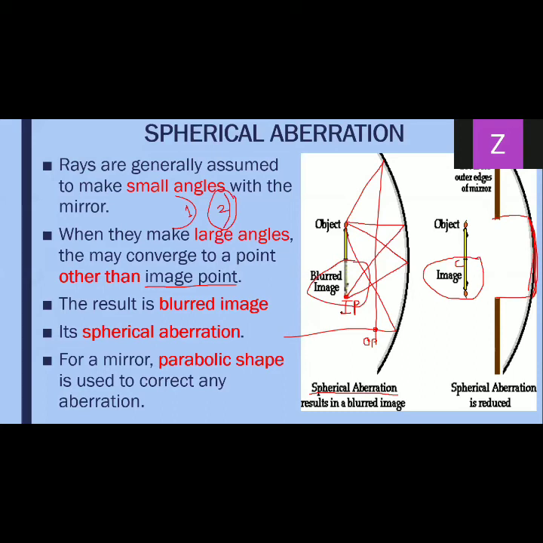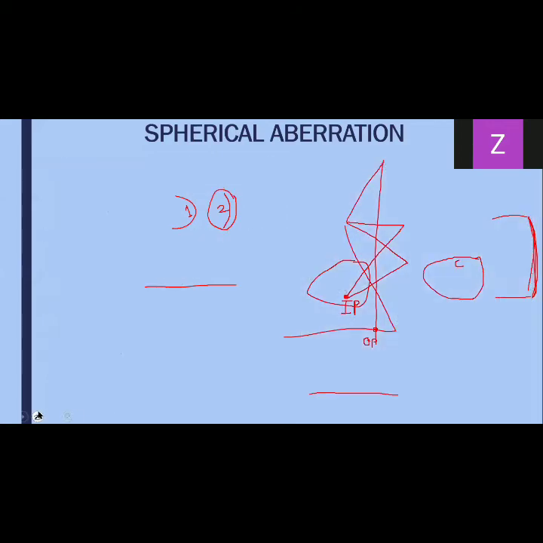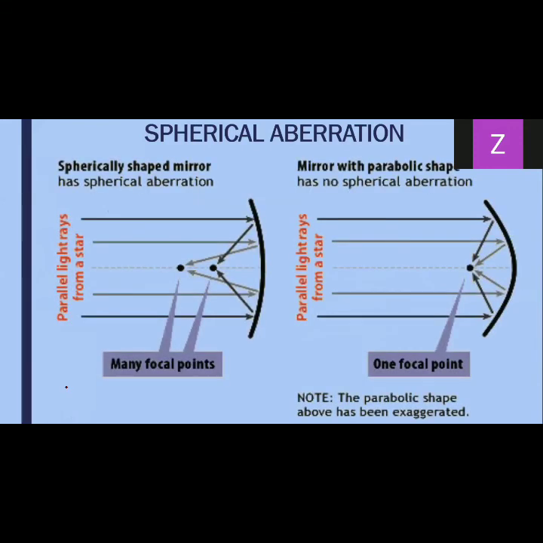The diagrams in the textbook are not that clear. That's why I added some other diagrams as well. I do have another diagram for spherical aberration. Let me just clear this doodling which I have done. This is the diagram which we have. What happens in a spherical aberration? You get many focal points. That's the only thing which we have.